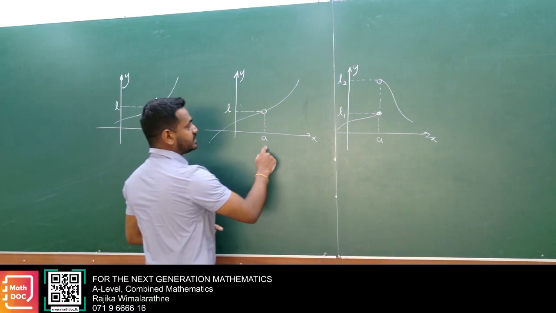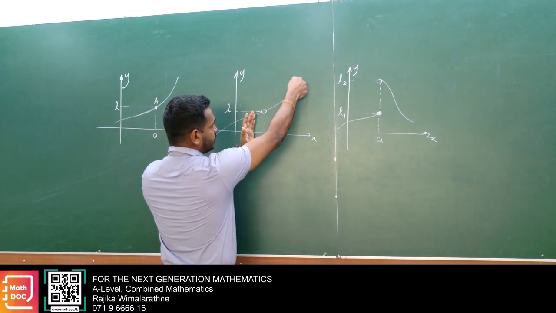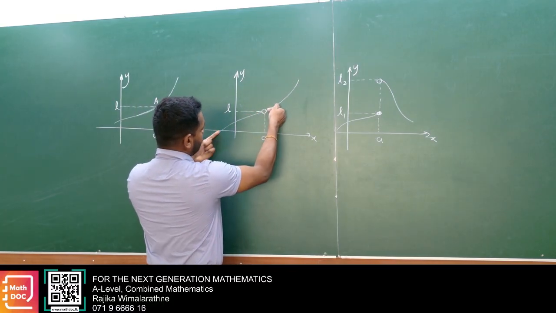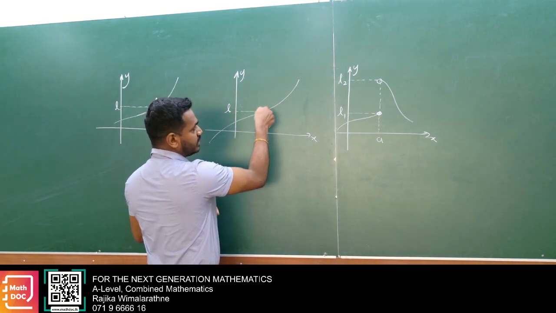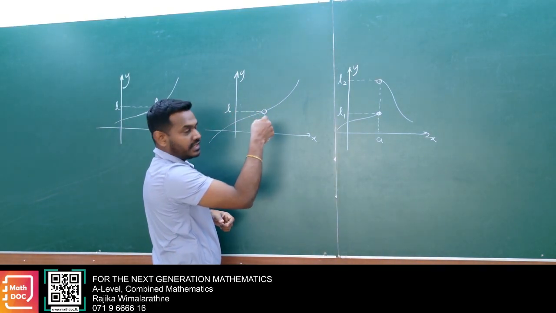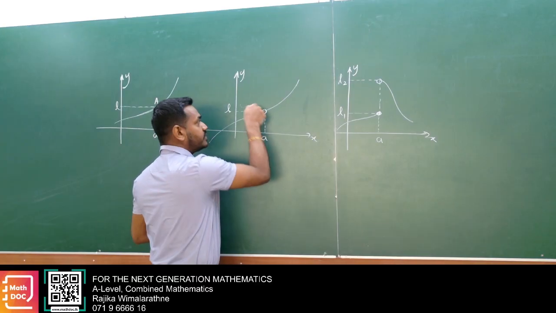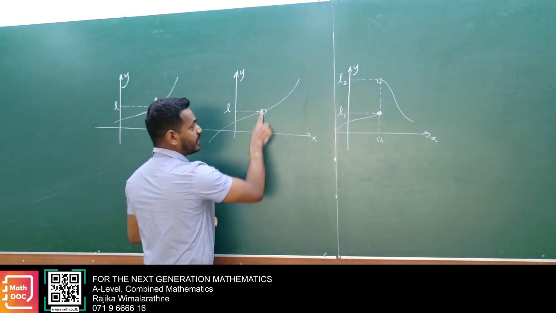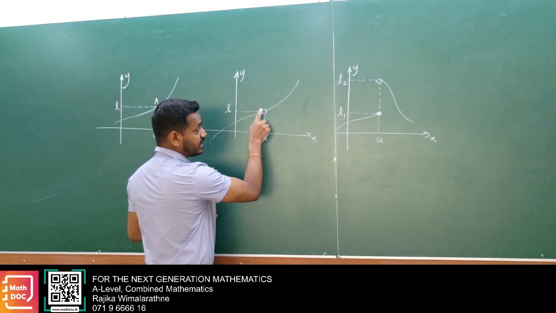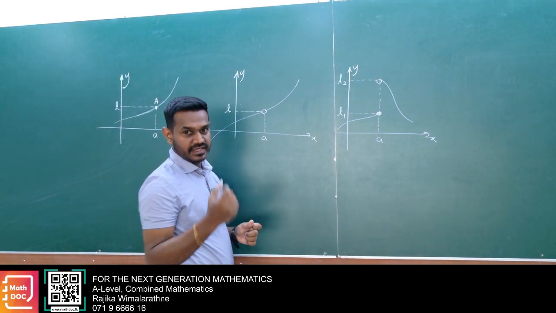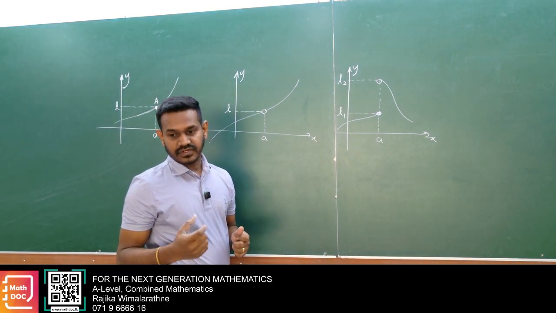So now you consider this one. You can go along this path up to here and up to here. But there's a hole. Then you have to jump. There's a breaking point. That is not continuous at A. We can clearly see it. That is not continuous at A.